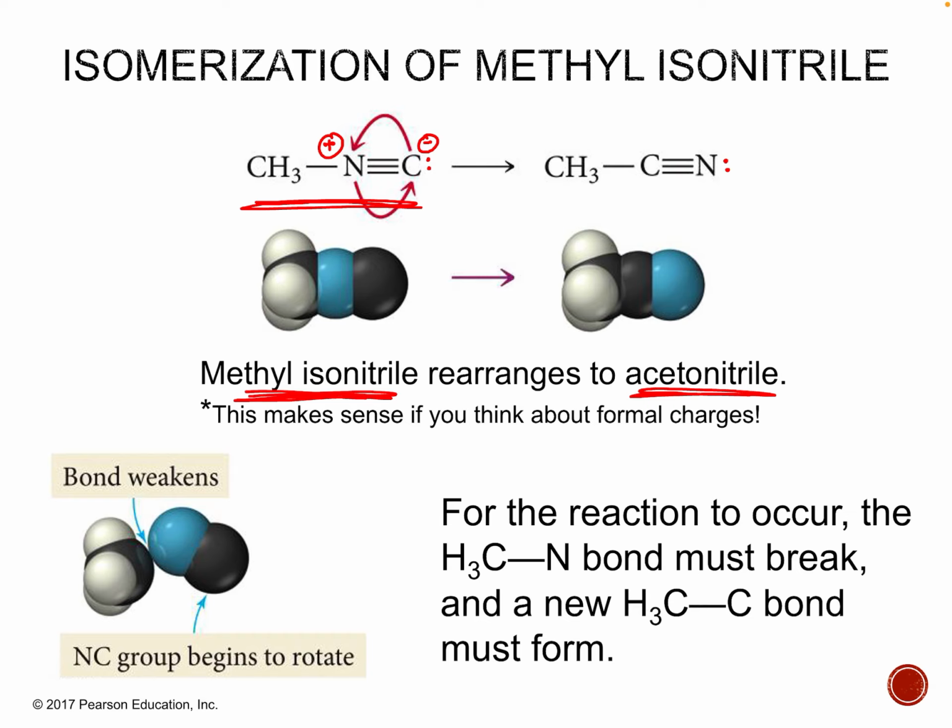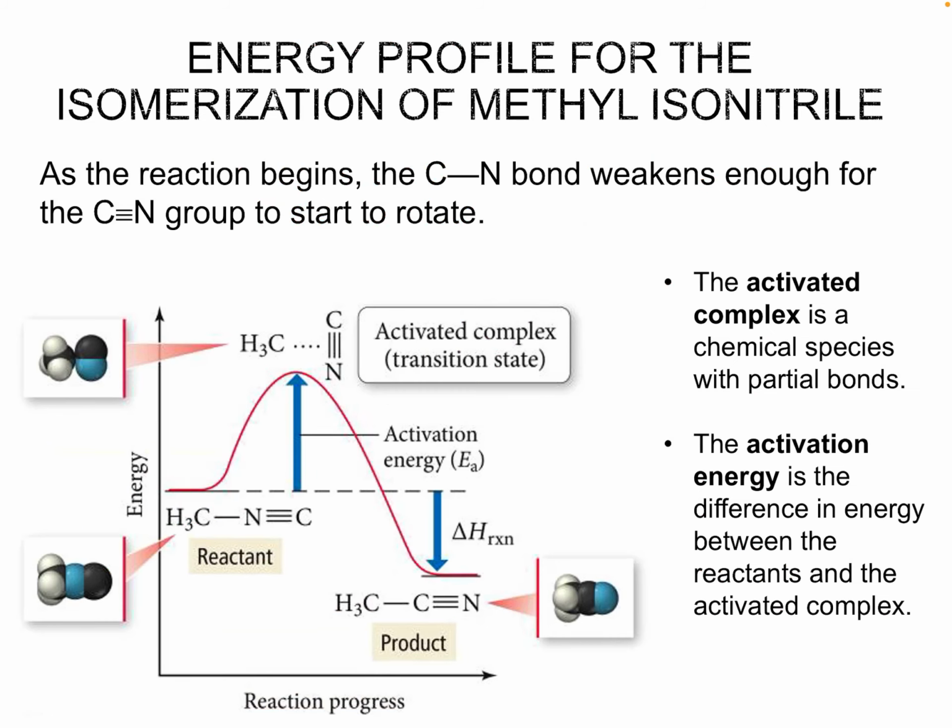Okay, and what happens is that the bond starts to weaken between the carbon and the nitrogen. And when it weakens, then that carbon-nitrogen group will rotate, and then it will form this new bond between the two carbons. Okay, so in order for this whole reaction to occur, we need to break a carbon-nitrogen bond, and then we're going to make a new carbon-carbon bond. Okay, so this is what it would look like.